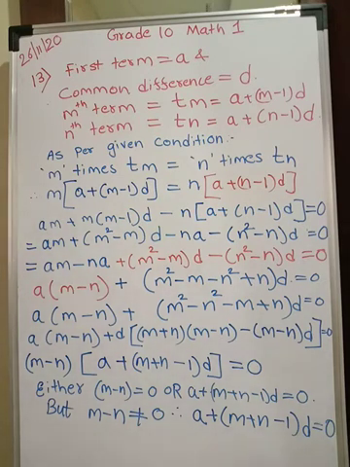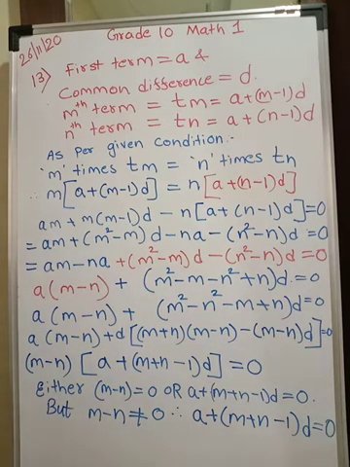If m times the mth term of an AP is equal to n times its nth term, then show that the m plus nth term of the AP is 0. This problem I am reading from your textbook. Alright.